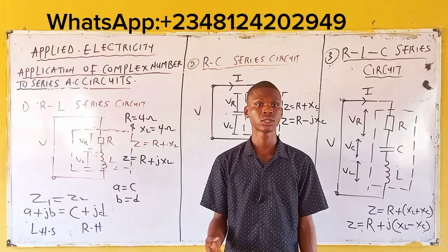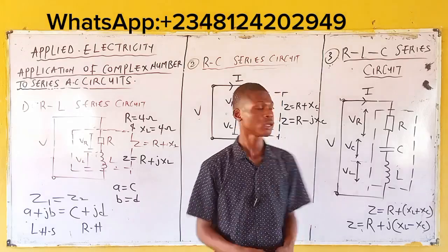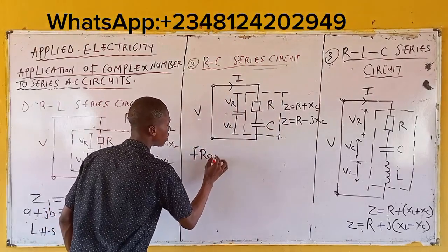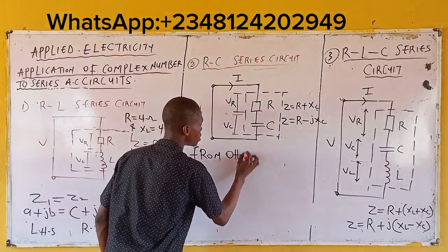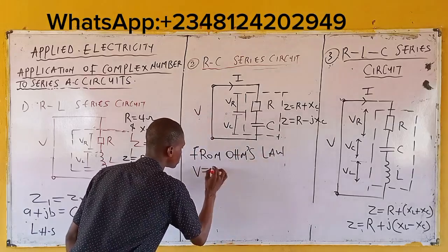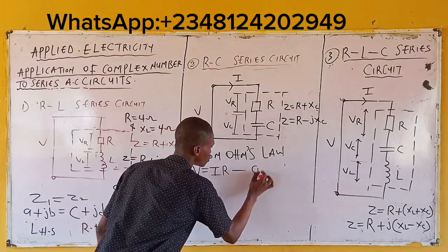The next one is what? Current. Ohm's law, right? By Ohm's law, what do you know from Ohm's law? We know that from Ohm's law, V is equal to what? IR. Call this equation 1.